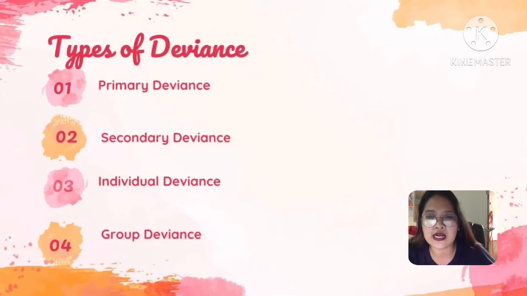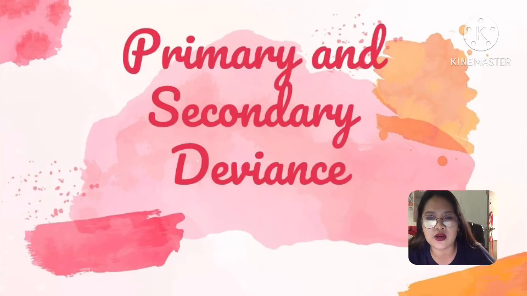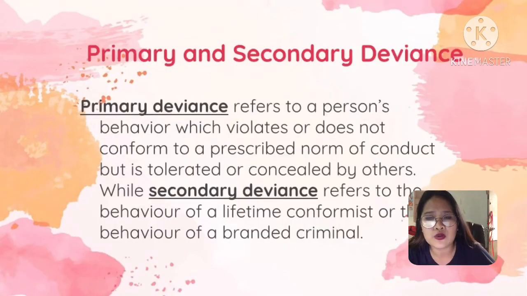So for primary and secondary deviance, ang primary deviance refers to a person's behavior which violates or does not conform to a prescribed norm of conduct but is tolerated and concealed by others. So ito yung nangyayari, halimbawa, tumakas ka ng gabi, umuwi ka ng madaling araw ng medyo nakainom, tapos, syempre, yung nanay mo, tatay mo, ayaw niyan, pagtatakpan ka ng kapatid mo, or ng pinsan mo, so at some point, that's primary deviance, okay? Nabasag mo yung plato, tutulungan ka ng lola mo, or ng tita mo, or papalitan mo yon na medyo i-conceal or ito-tolerate, okay?